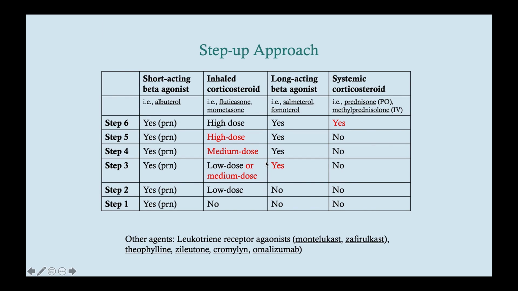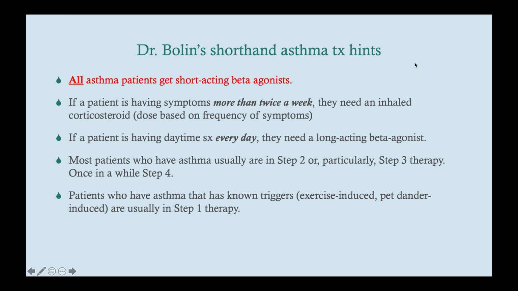Okay? So again, I brought that original chart into a table here. You can screenshot this if you want. All right. So these are my shorthand asthma treatment hints. Remember that all asthma patients get short-acting beta agonists, that's albuterol. If a patient is having symptoms more than twice a week, then they need an inhaled corticosteroid, and the dose is based on the frequency of their symptoms.